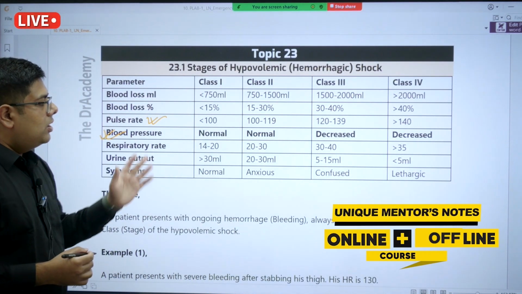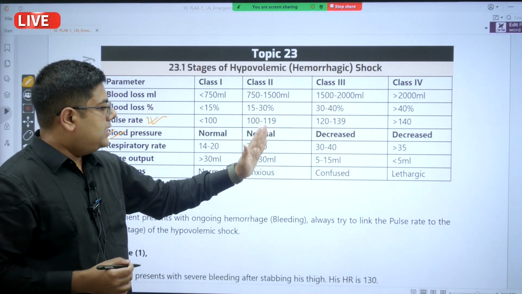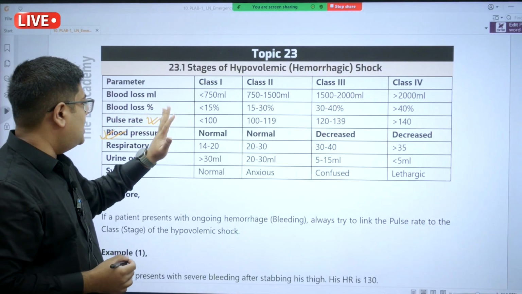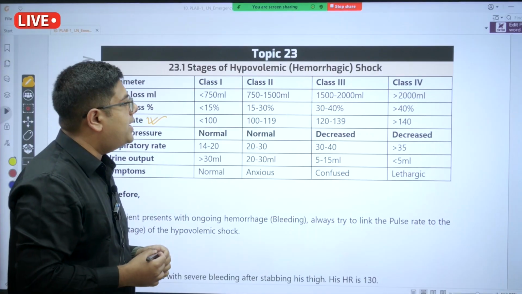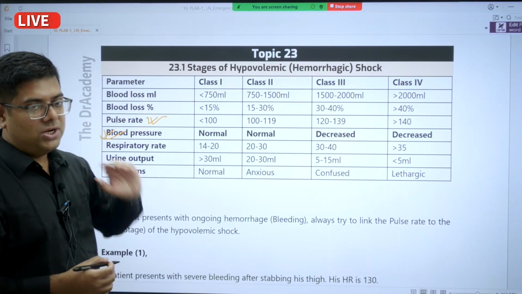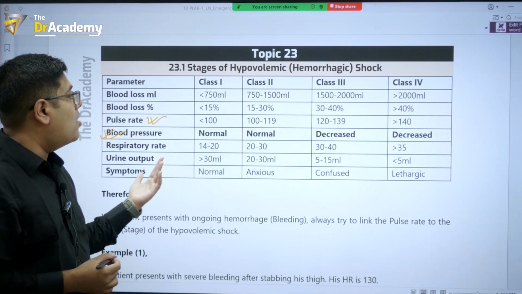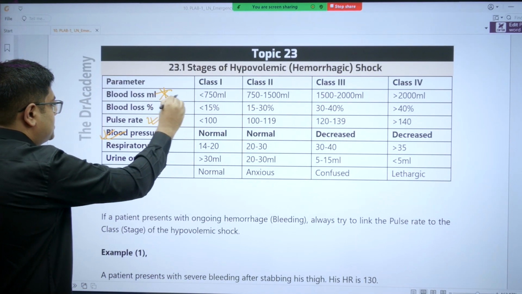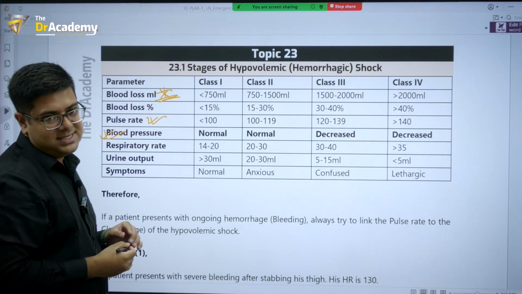Okay, so at first look at the blood pressure. Blood pressure will automatically eliminate two options from your choice. Then look at the pulse rate and you will be sure which class of hemorrhage or which class of shock the patient is suffering from. Then comes the blood loss. You might be asked what percentage or which amount of blood, usually this appears in the exam, blood loss. How much blood has the person lost? So you have to memorize this.